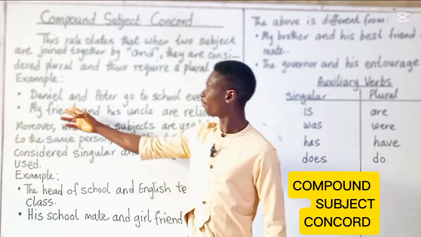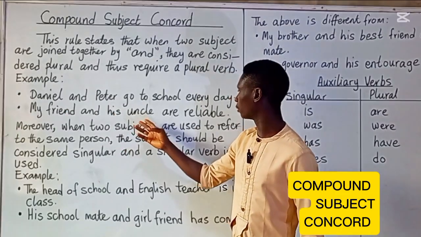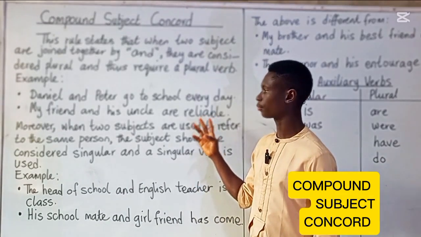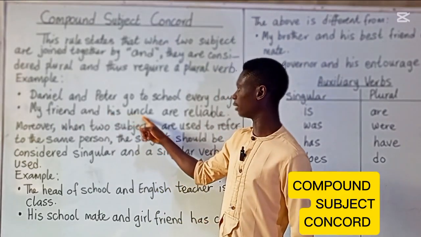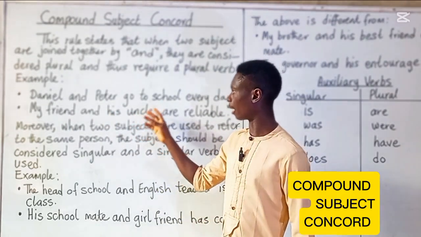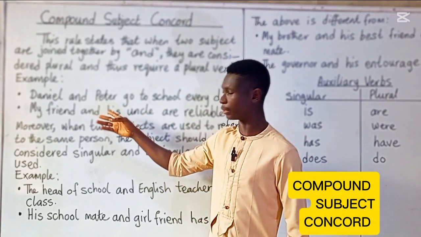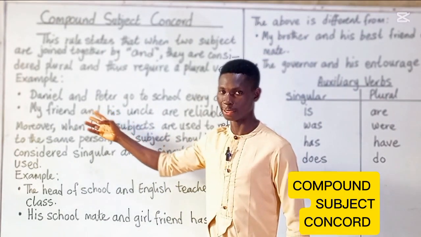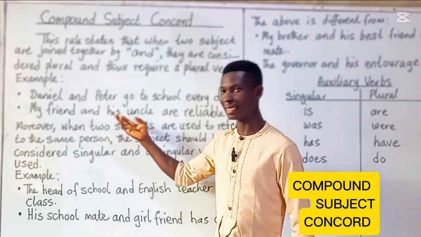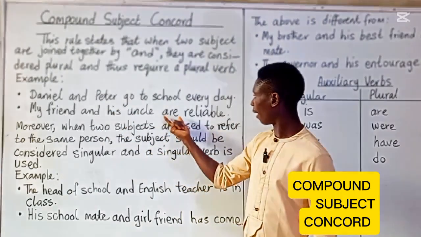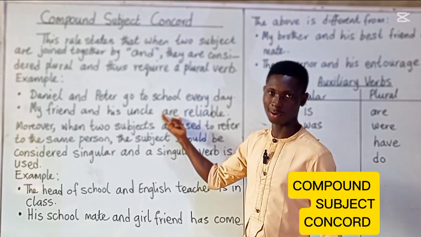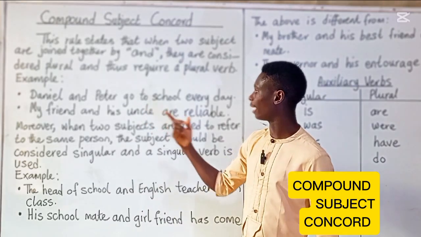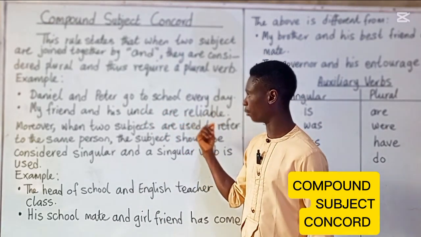Again, we have my friend and his uncle are reliable. My friend is the first entity, his uncle is the second entity, and the two are joined together by the conjunction and. Hence, we consider it as plural and also choose a plural verb, which is are. My friend and his uncle are reliable.